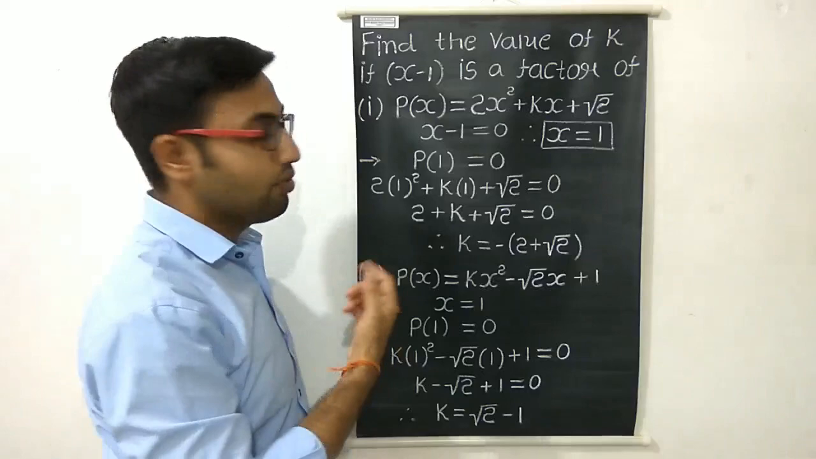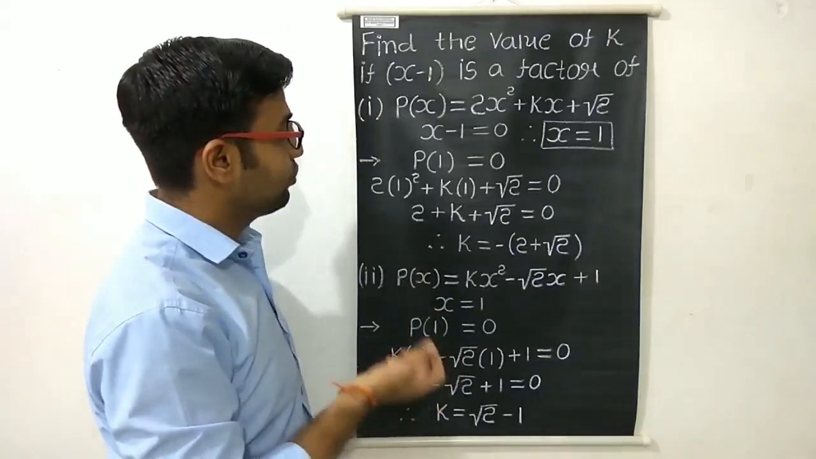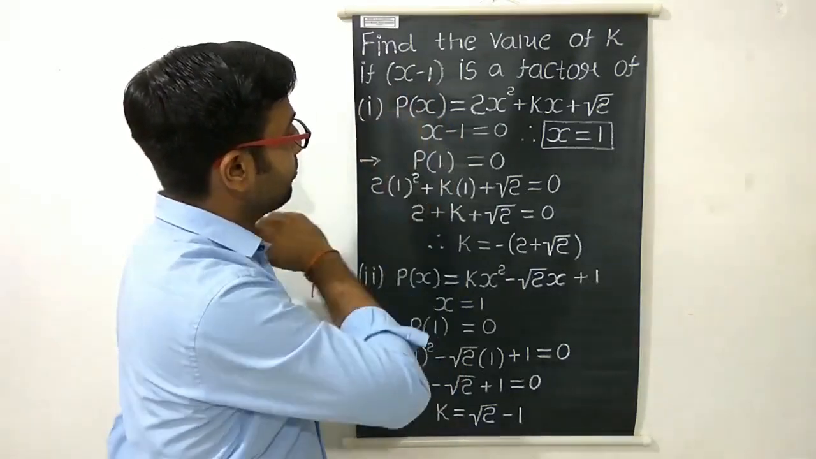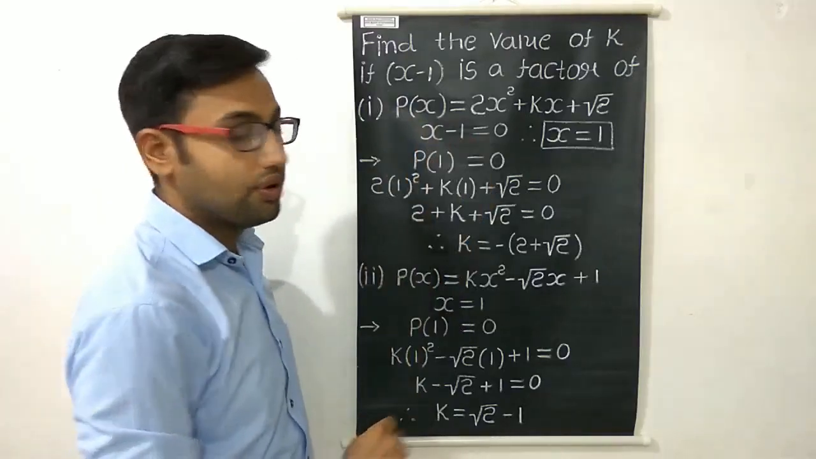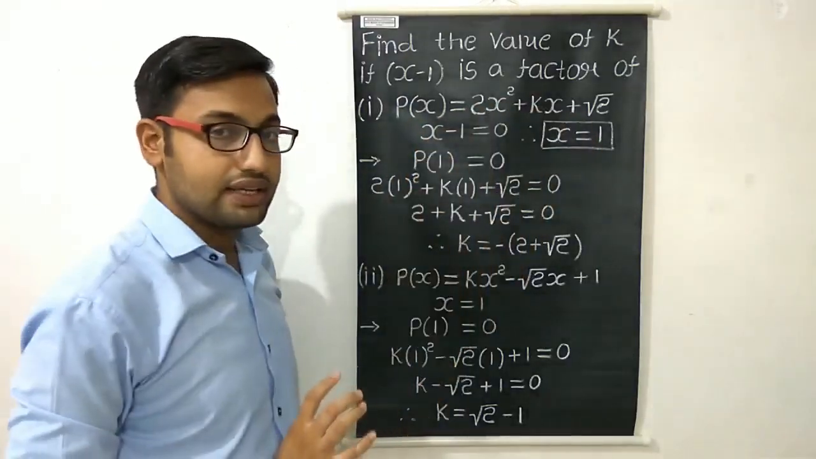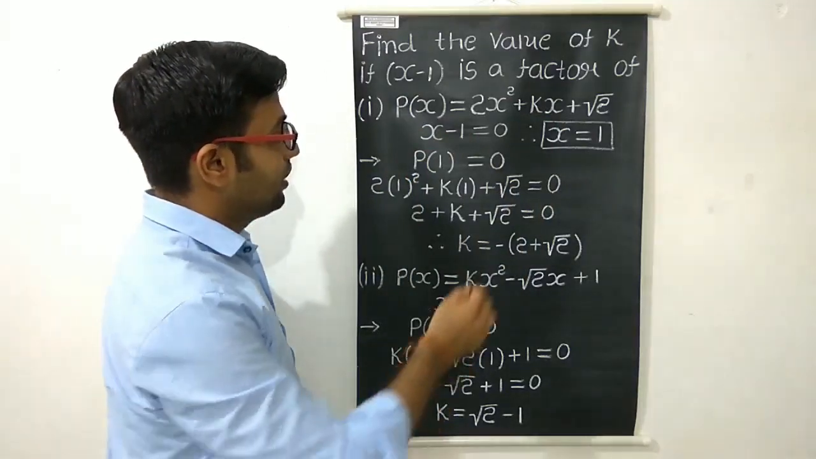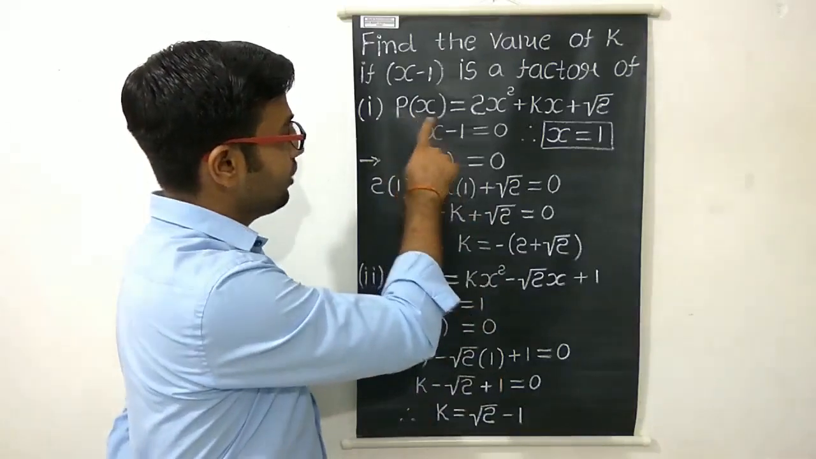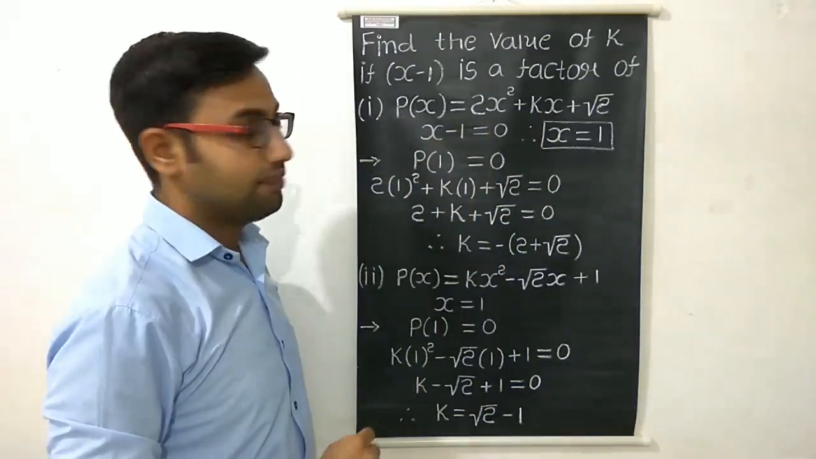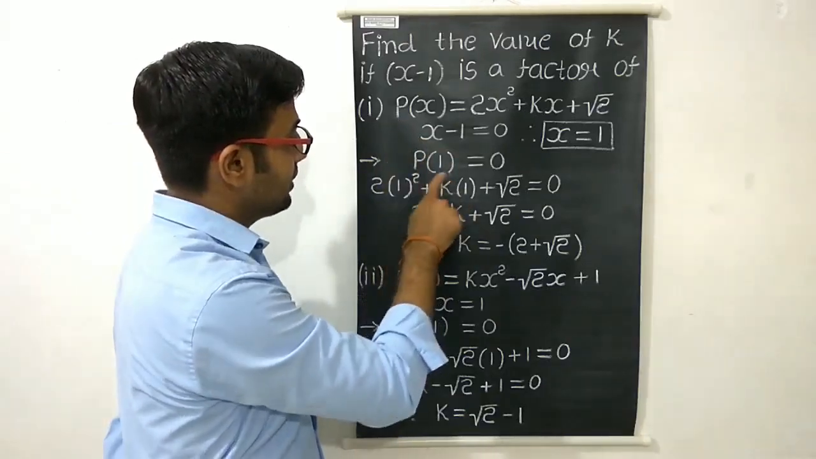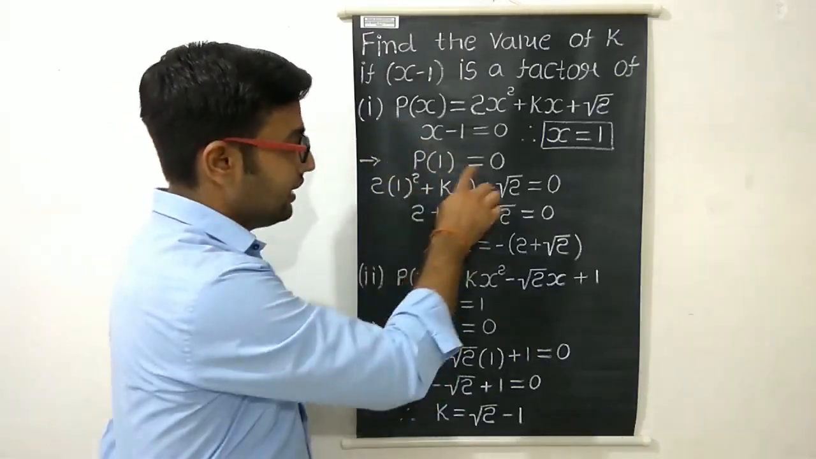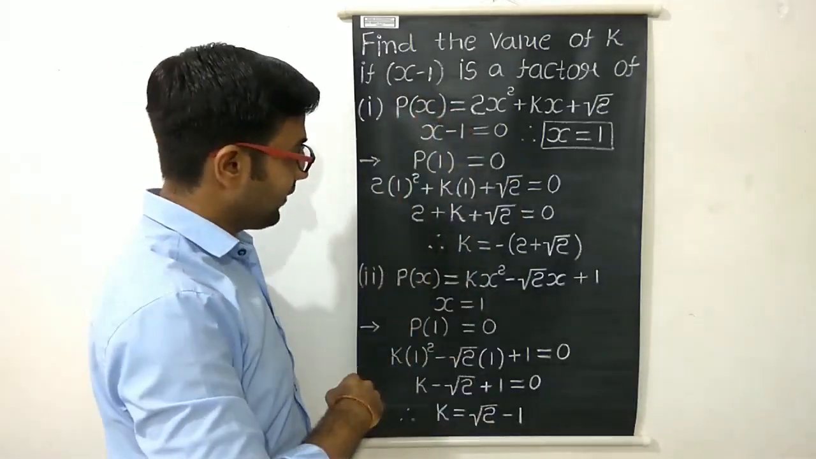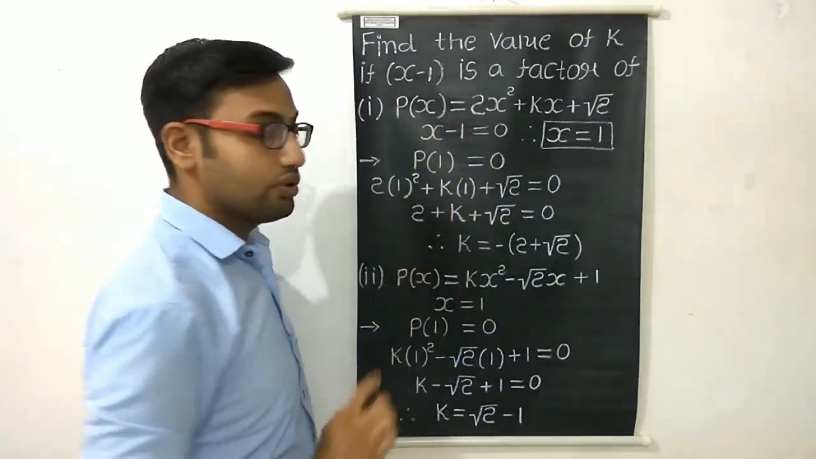So first of all, to find out the remainder, what we used to do is find out the zero of this polynomial. To find the zero of this polynomial, take x minus 1 equal to 0. Therefore, the value of x we get is equal to 1. Now, according to the remainder theorem, how to find the remainder? By putting the value of x in the given polynomial. So p of 1 is our remainder and it is equal to 0 because x minus 1 is a factor. So according to the factor theorem, the remainder p of 1 is equal to 0.